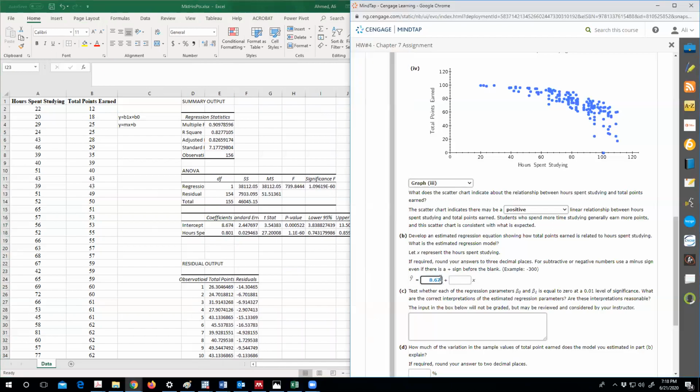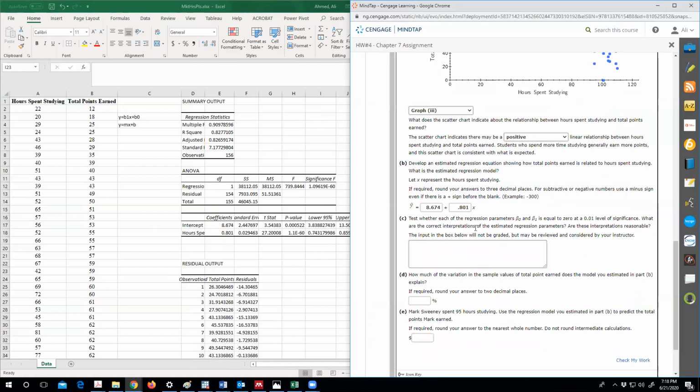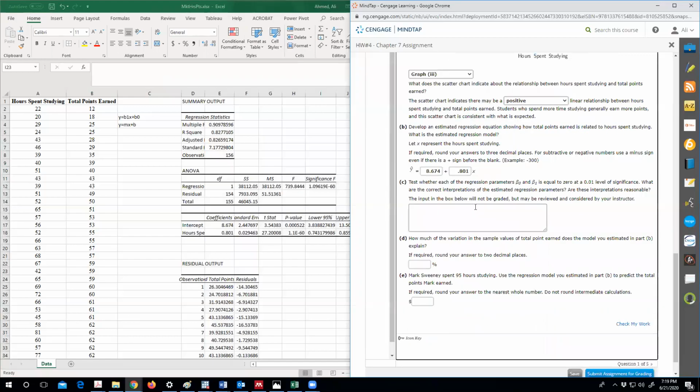64 and 0.801. So these are the two values which we need to estimate. So we have estimated these two values, and that's it.